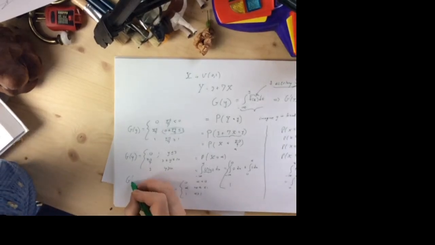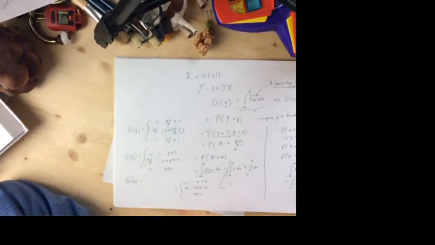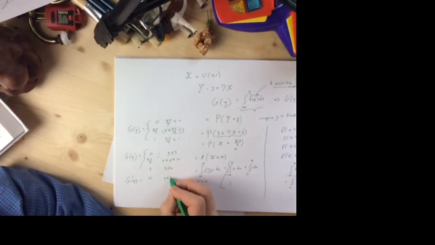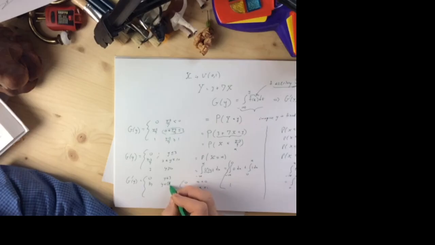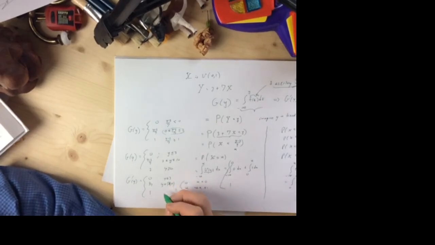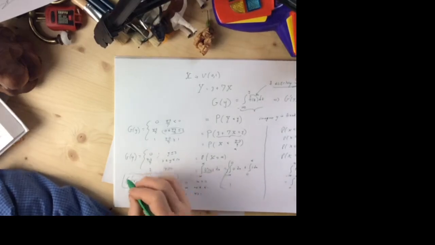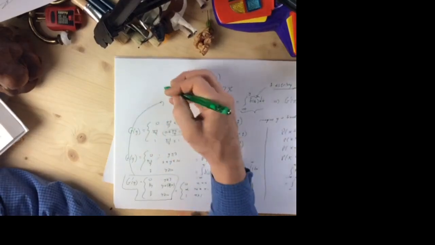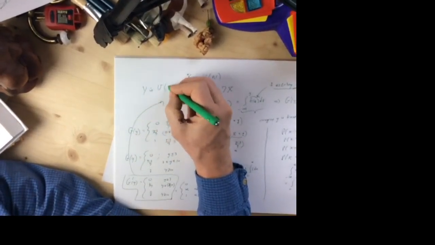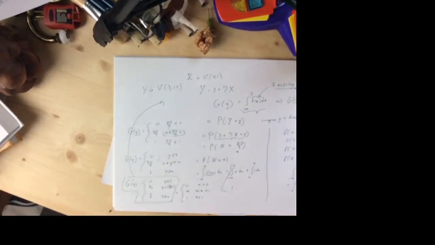So now I can calculate g prime of y. G prime of y is 0 for y less than or equal to 3. G prime of y is 1/7 for y in the interval from 3 to 10. And it's 0 for y greater than or equal to 10. And we have just proved that the distribution of y is the uniform function on 3, 10. So y is uniform 3, 10.